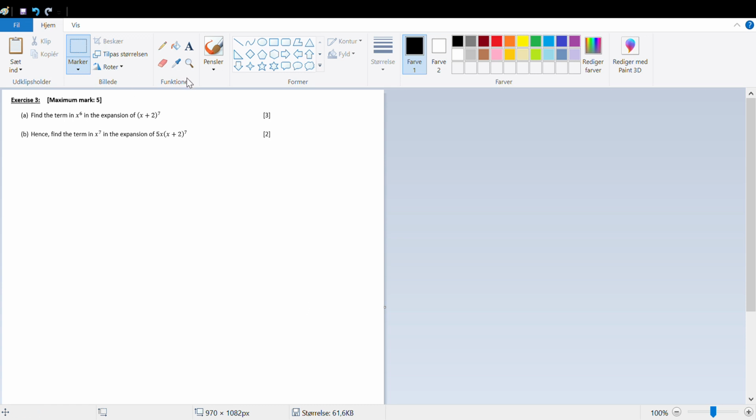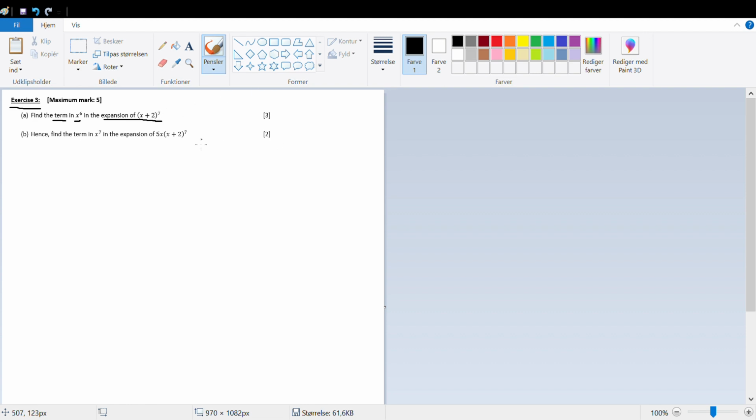Right, so another day, another question. This one is exercise 3 on paper 1. So let's walk it through. Find the term in x to the 6th in the expansion of (x + 2) to the 7th.